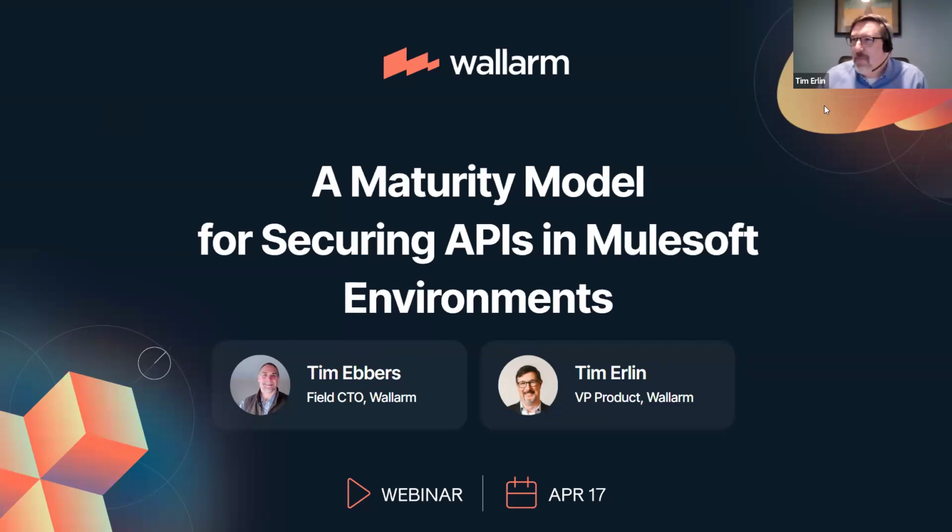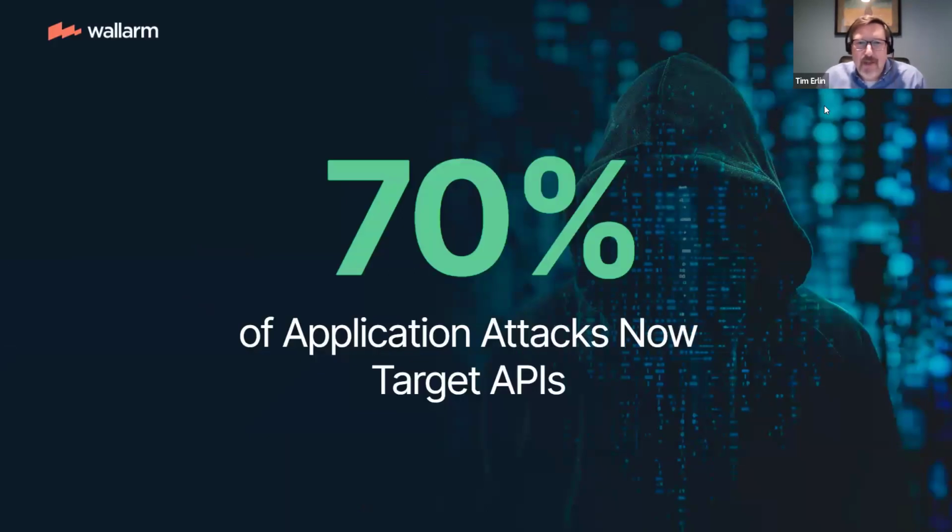So I'm going to start by putting up a big number right in the middle of the screen, 70%. That is the number of application attacks that are now targeting APIs. And let me explain a little bit about where this number comes from, because one of the things that Wallarm does with our platform is we track information like, what are attacks targeting, what types of attacks do we see, that kind of thing. And what we've seen is a shift in the number of attacks that are targeting APIs versus web applications. And that number in 2023 was 70%.